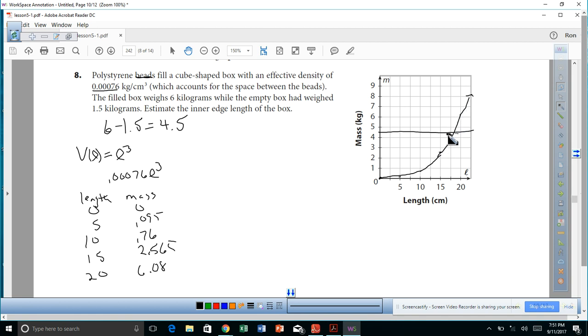All right. So this right here, that's 17.5. And this right here, that's 18.1. Okay. So the graphs intersect where L is approximately 18 centimeters. So the inner edge length of the box is about 18 centimeters.